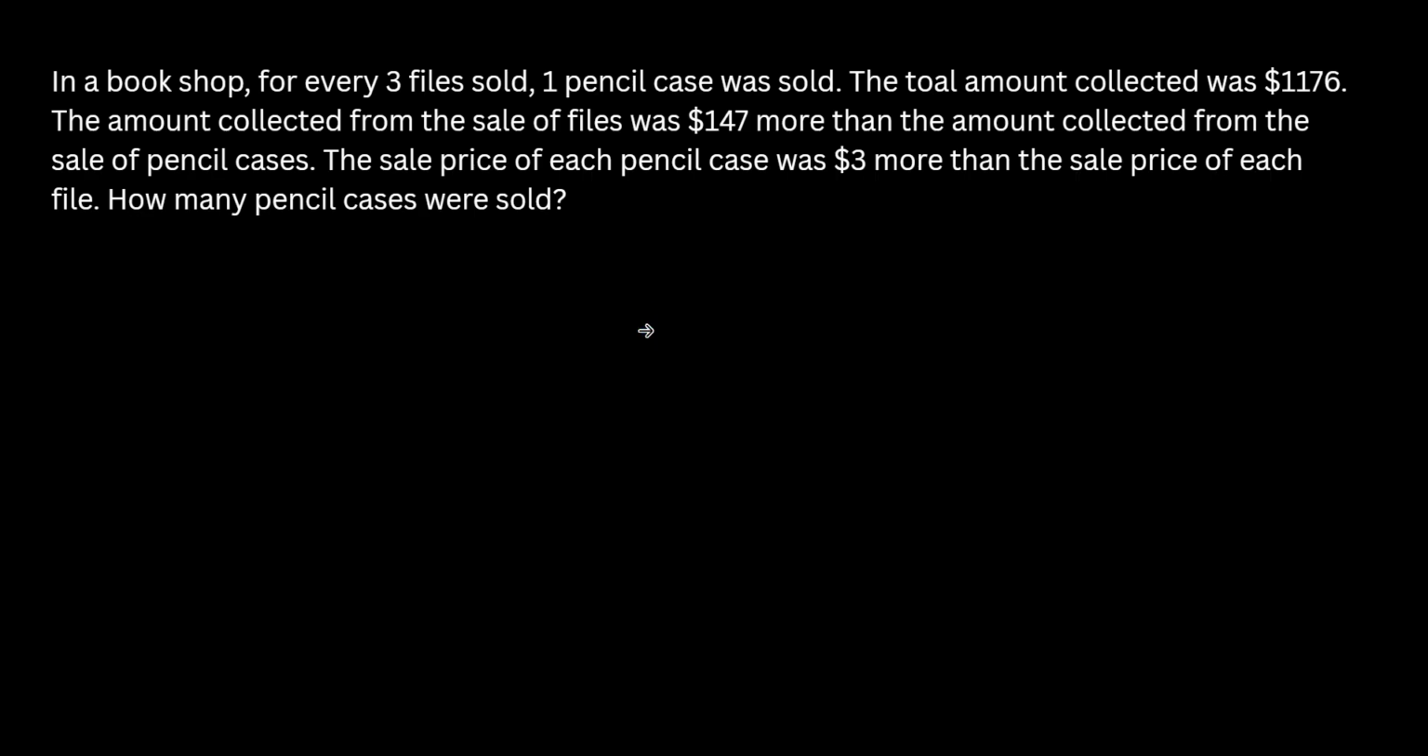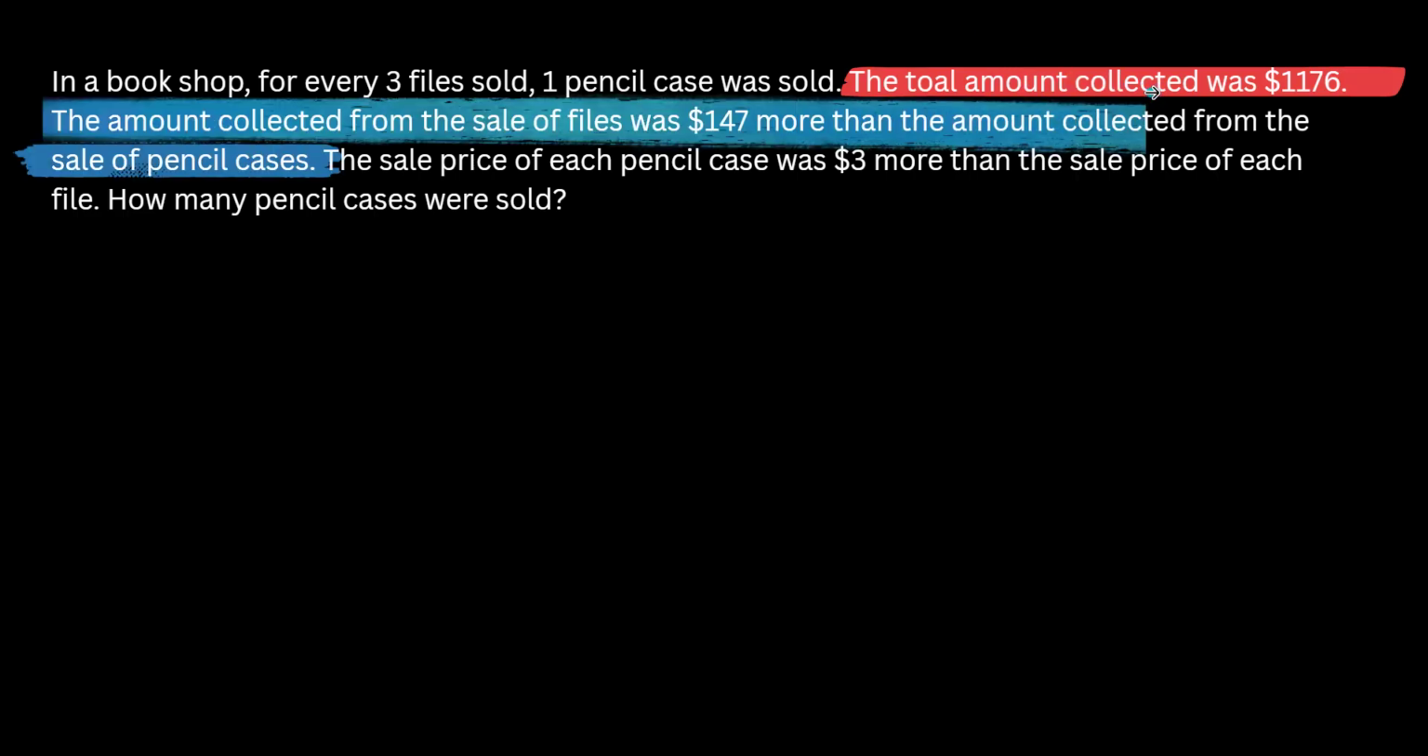So first for this, we divided it into two sections. One is when we talk about the amount of money that is being collected from the sale of files versus the sale of pencil cases. So first, the total amount collected was $1,176. And second, the amount collected from the sale of files was $147 more than the amount collected from the sale of pencil cases. And we are now focused on dealing with the price and the cost, which is mostly in terms of dollars rather than the number of pencil cases or files sold.